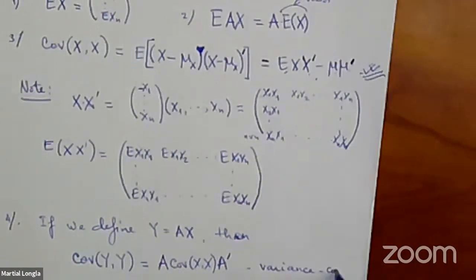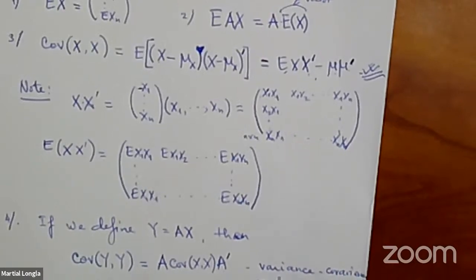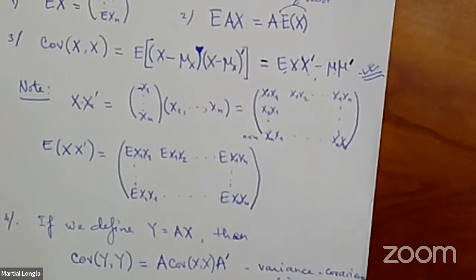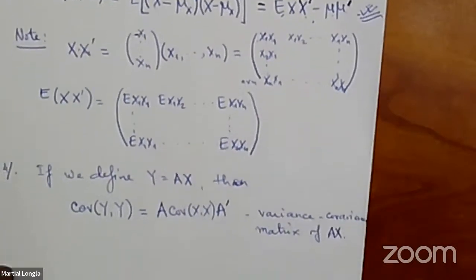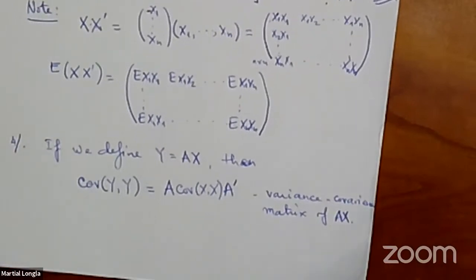So that's variance, covariance of A times X. The proof is not hard, but I'm not going to be asking you to do that, so I'm not going to spend time proving that.